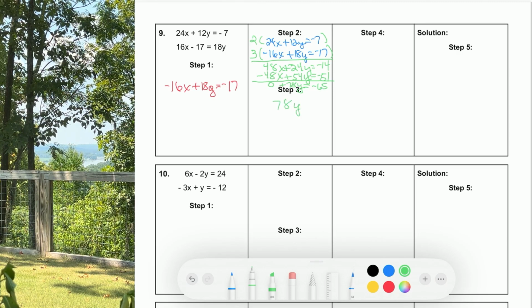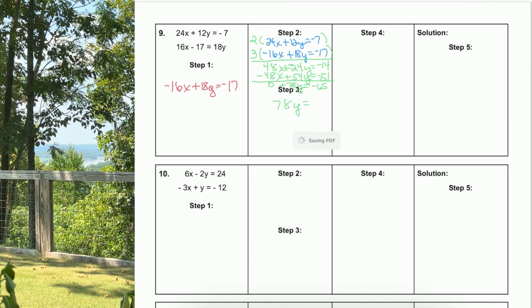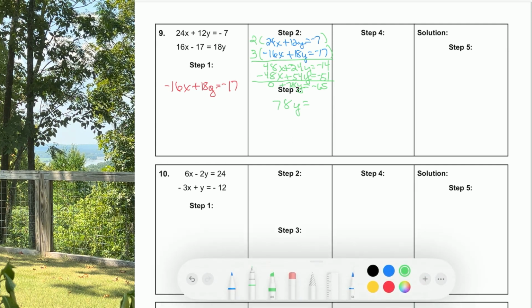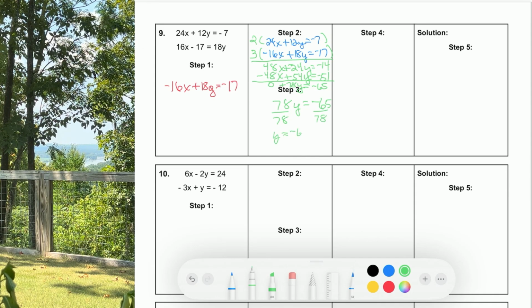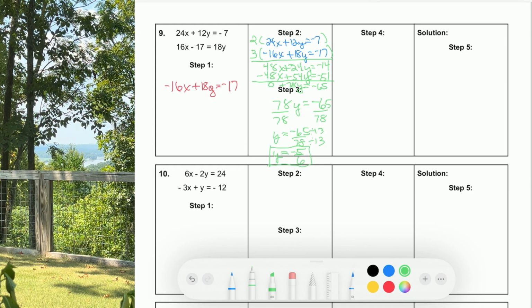Rewrite that down here. Divide both sides by 78. I can reduce both of these numbers by 13. And I get y equals negative 5/6, which matches what we found for y above in problem 8.